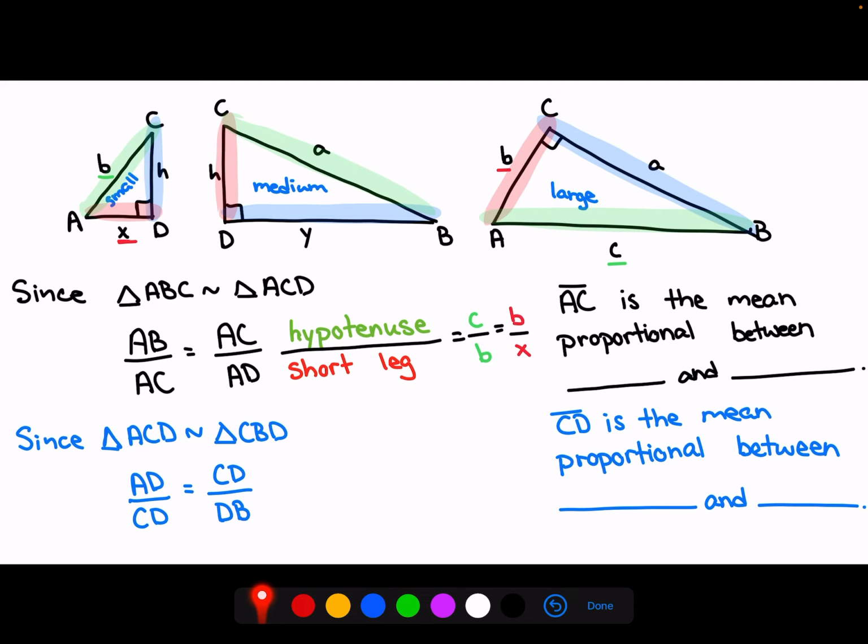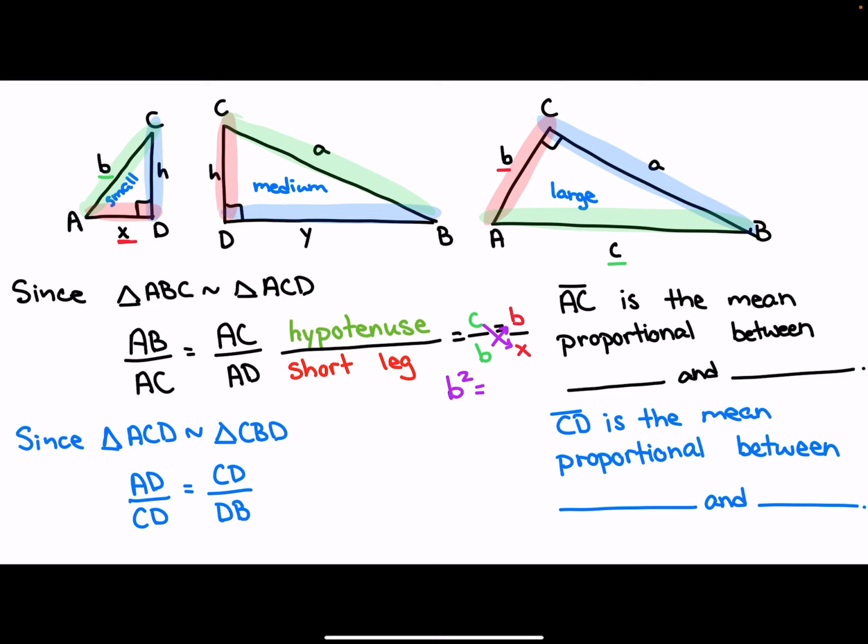And this would give us b squared equals c times x, which means that b is our mean proportional or geometric mean. Those are the same things. Mean proportional and geometric mean are the same. So AC is the mean proportional between the other two side lengths, segment AB and segment AD.